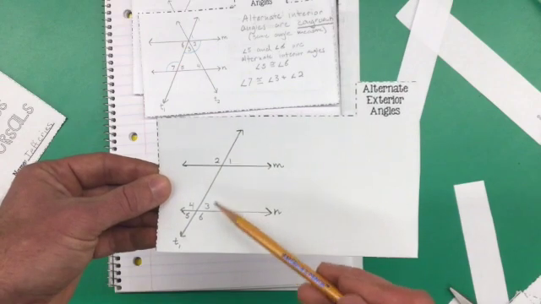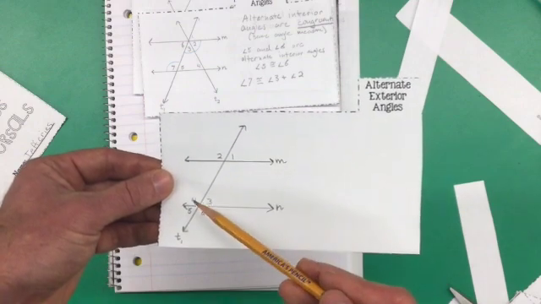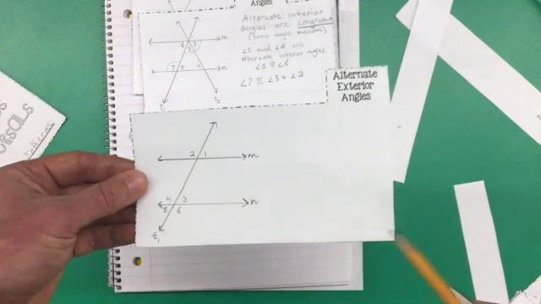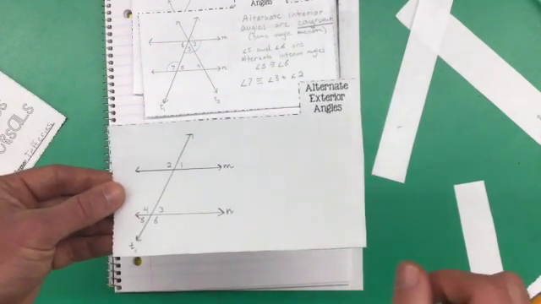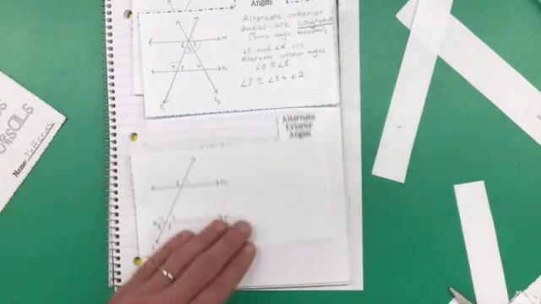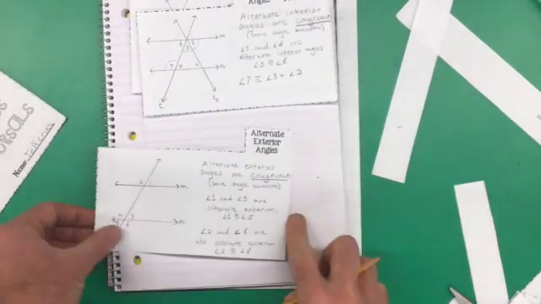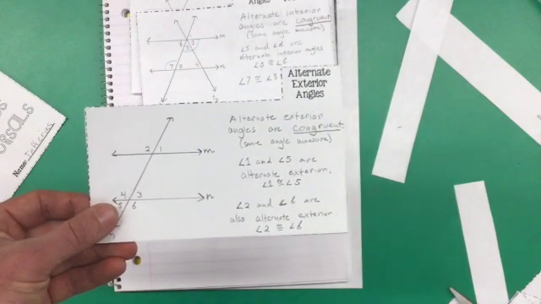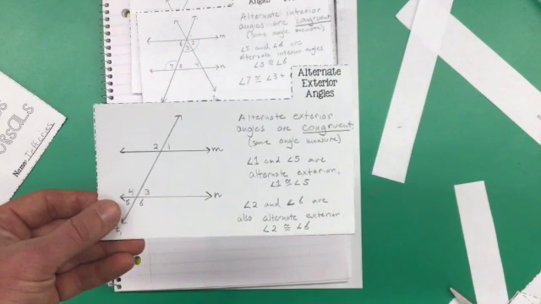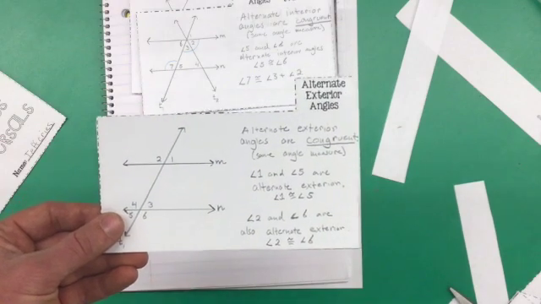They're on different sides of the transversal, and they're on opposite sides of their parallel lines. 1 and 5 are going to be also alternate exterior angles. Now, the rule is that alternate exterior angles also are congruent, just like alternate interior angles. So let's write all of this down. Angles 1 and angles 5 are alternate exterior angles, therefore they are congruent. They would have the same measure. And angles 2 and 6 are alternate exterior as well.